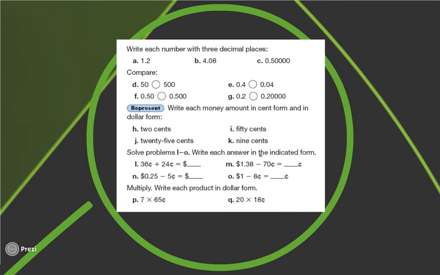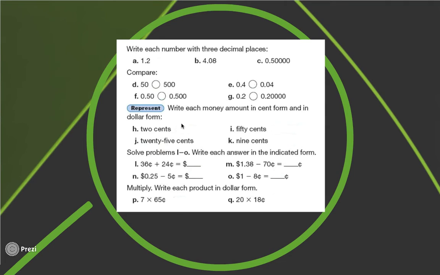Here's your lesson practice. There's a couple things that you have to do. On this first part, you have to write the numbers with 3 decimal spaces. On this one, you just count the decimal spaces over, 1, 2, 3. And since these zeros don't really add anything to our number, we're going to take those off. This one, you need to add a couple zeros, and this one too. Then compare, using the greater than or less than symbols for D through G, or equal to. And then write the money amount in cent form and in dollar form for H through K.